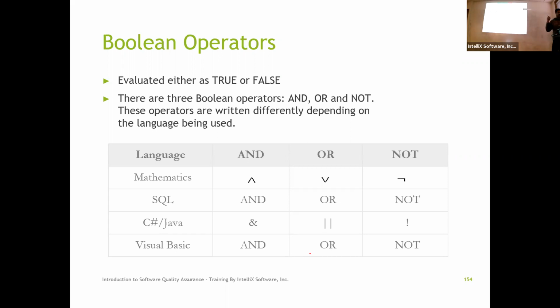OR is either-or. Either A is true or B is true, then it'll return true. And NOT essentially gives you a reverse when something is not true.